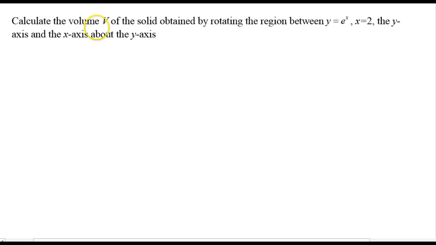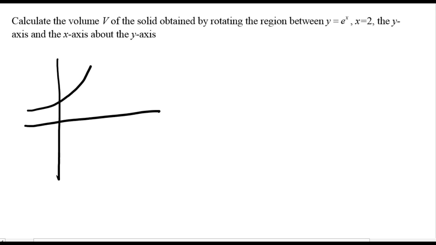Alright, in the last problem, calculate the volume V of the solid obtained by rotating the region between y equals e to the x, x equals 2, the y-axis, and the x-axis about the y-axis. So let's graph our functions here. That's not very even, but we have y equals e to the x, so it's this increasing function. We know that it goes through 1. X equals 2 is a vertical line at 2. And we're bound by the y-axis and the x-axis here.